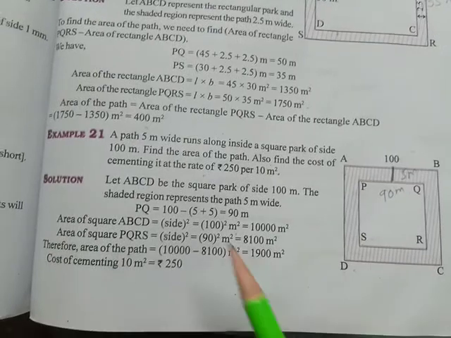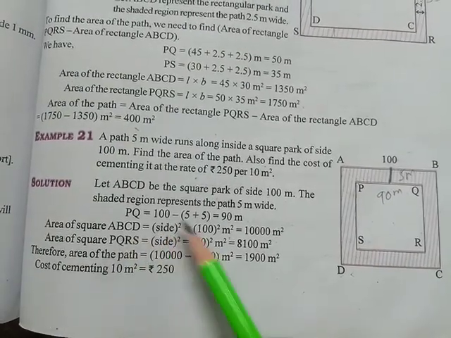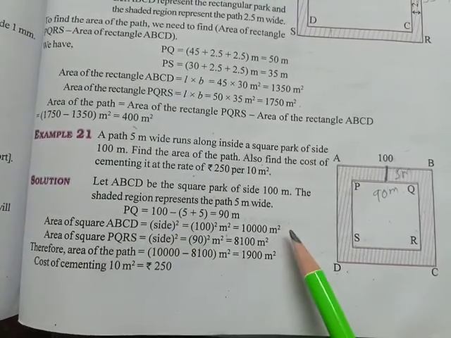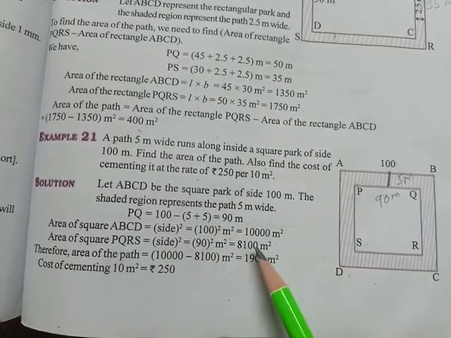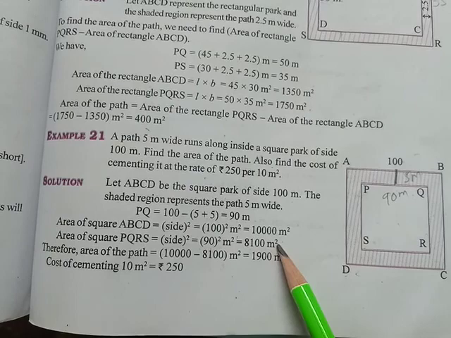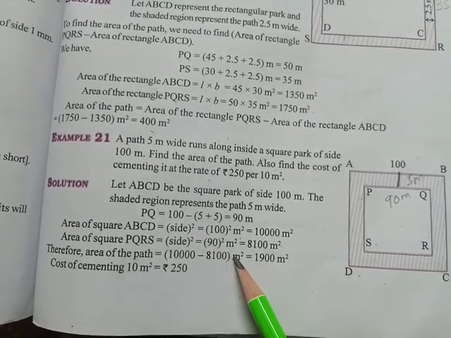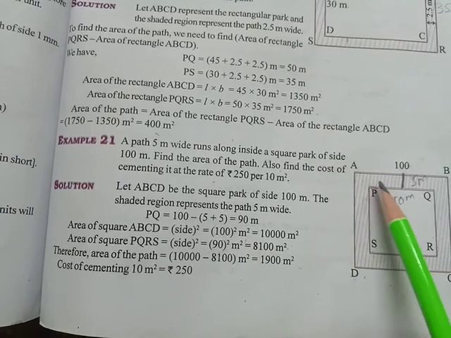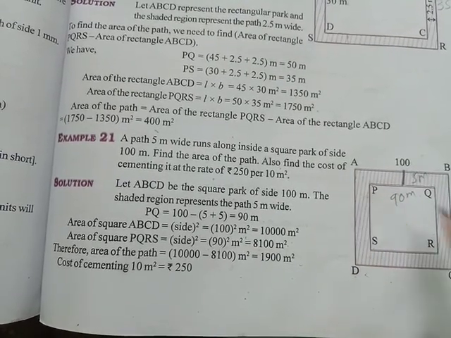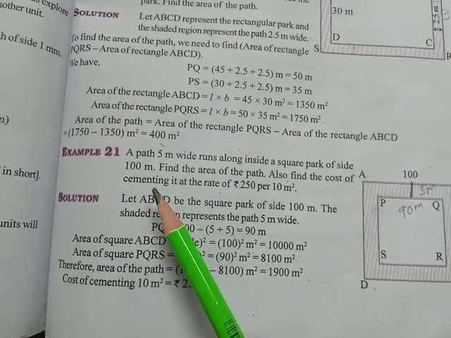So now let's see. ABCD is a square, 100 into 100, so 10,000 meter square, and PQRS is a square, side 90 meter, that is 8100 meter square. When you find the difference, that is 1900 meter square. So now the area of this path is 1900 meter square, and we want to find the cost of cementing.